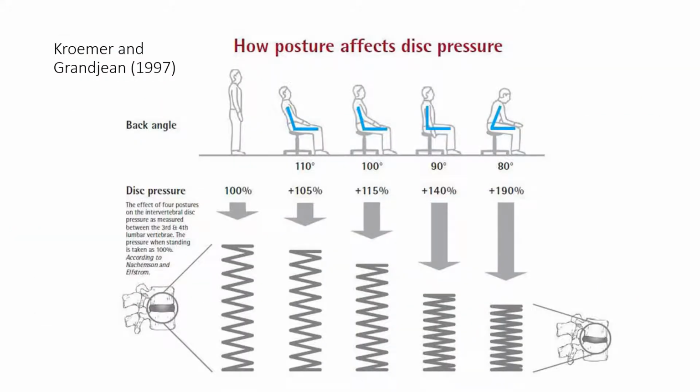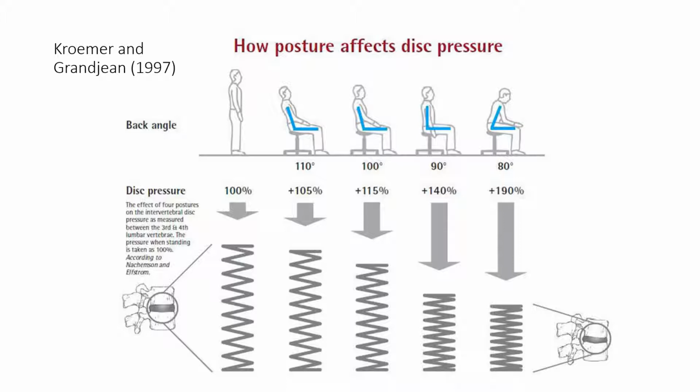Considering all these biomechanical issues, some researchers decided to actually measure the pressure inside the intervertebral discs. So they put the transducer inside the disc between L3 and L4 and measured the pressure inside the disc during standing position and in different sitting positions.